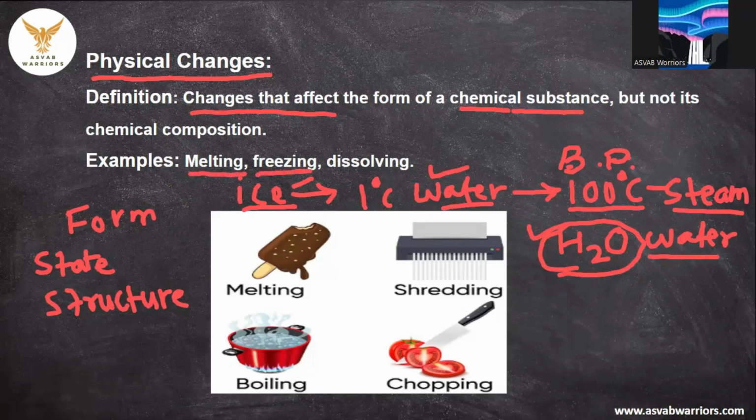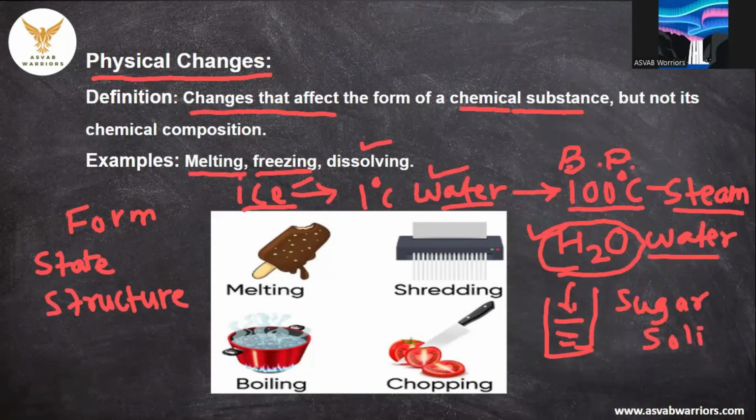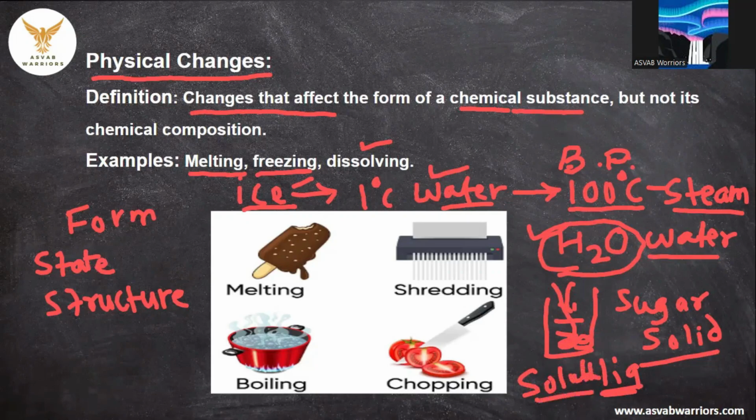So we have studied melting and freezing over here. Now what happens in case of dissolving? If I have a beaker containing water and I add a spoonful of sugar into it, sugar is solid when I add it using a spoon. And if I mix this using a stirrer or spoon, then what will happen? It will get converted into liquid state. Why? Because it is soluble in water. So now I have sugar.